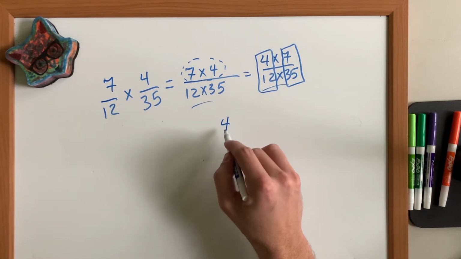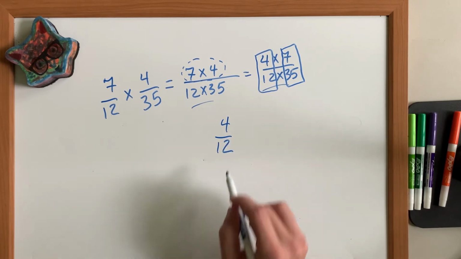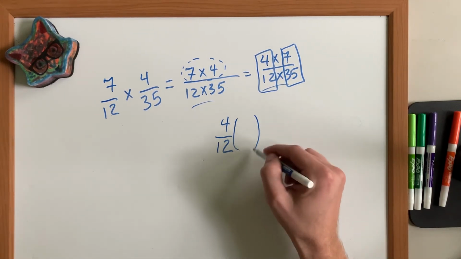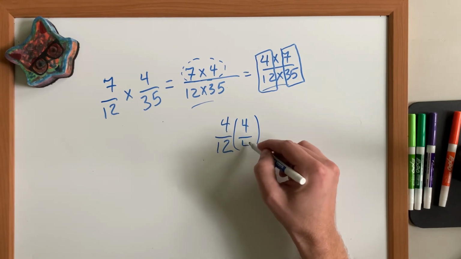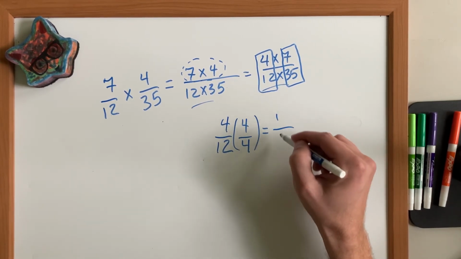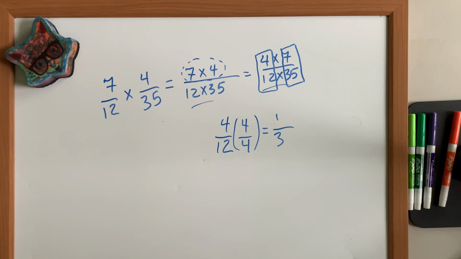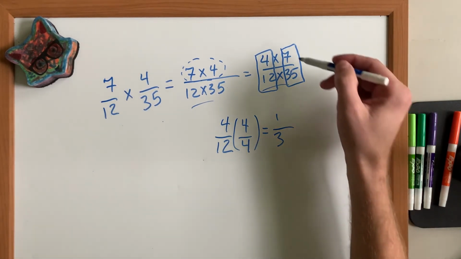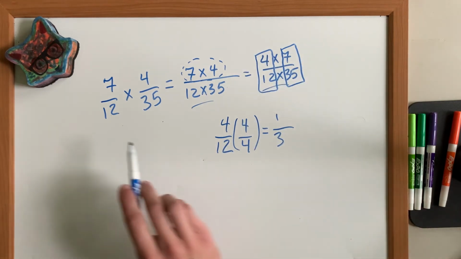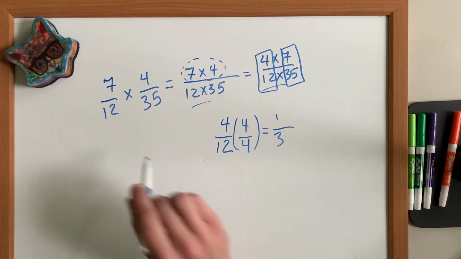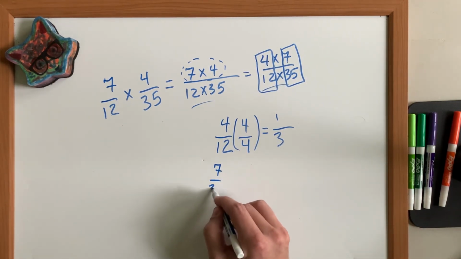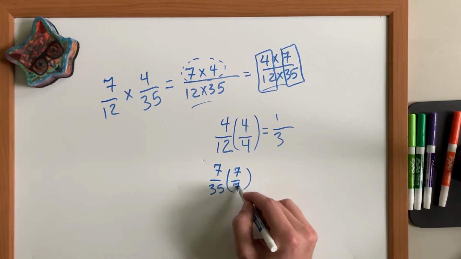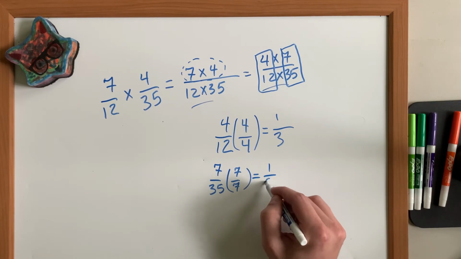Isn't 4 over 12 one of the fractions that we reduced on the previous screen? Didn't we take 4 over 12 and divide 4 out of the top and bottom and get 1 over 3? We did. That was this diagonal right here. And 7 over 35 was the other diagonal that we wrote out like this, and we divided out 7 from the numerator and denominator and got 1 over 5.